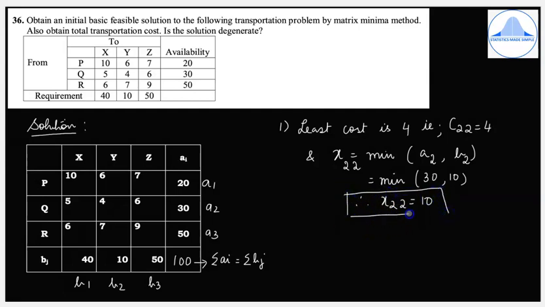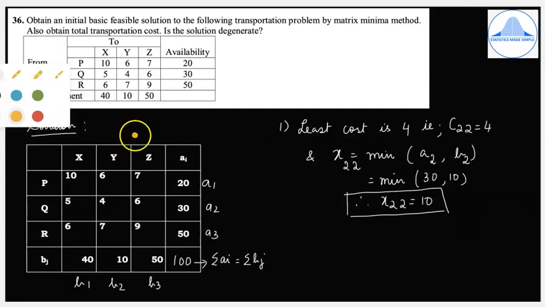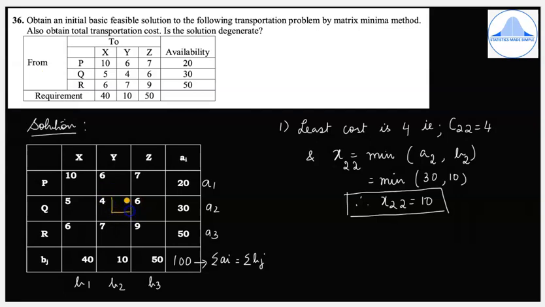The allocation is denoted by X. When we say allocation, it is the quantity which is transported from the origin Q to destination Y. So here I'll make a small square and write the allocation 10. Now, because we have made this allocation in cell 2,2, you have to check whether this allocation 10 matches with the availability at Q or whether 10 matches with the requirement at Y. We see that this 10 matches with the requirement 10 at Y. So I will write: requirement at Y is satisfied.